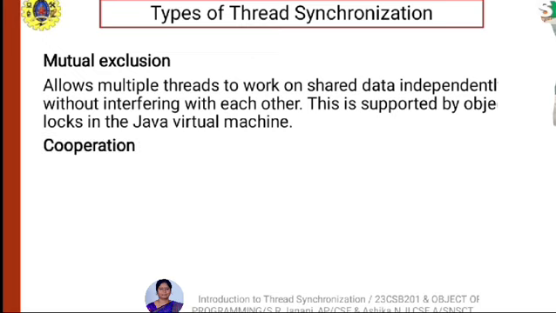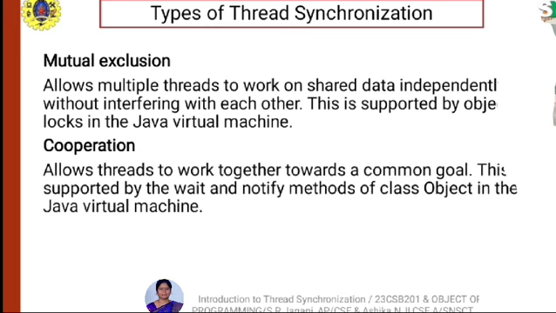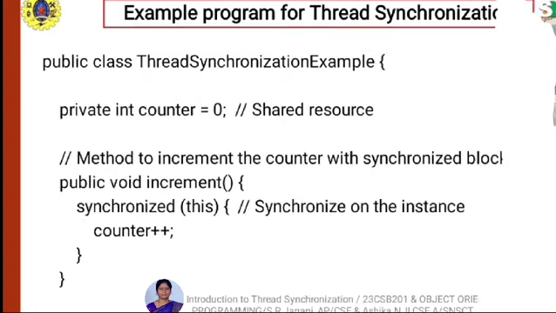And then cooperation allows threads to work together towards a common goal. This is known as cooperation or inter-thread communication. This is supported by the wait and notify methods of class Object in the Java Virtual Machine.